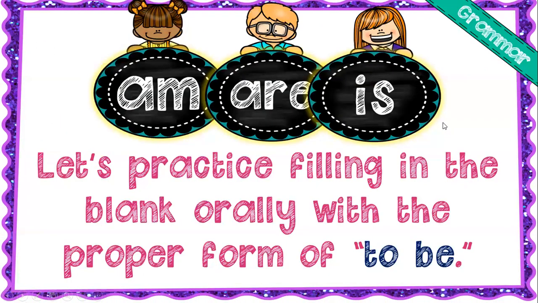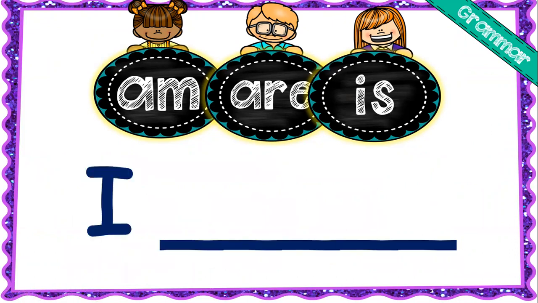Let's practice filling in the blank orally with the proper form of to be. Now, with these to be sentences, you have to fill in your blanks. You have to fill them in based on how they sound. So you're not going to say she be doing her homework. She is doing her homework. So we have to change it depending on the subject. So when you read the sentence, really think about what agrees and what makes the most sense.